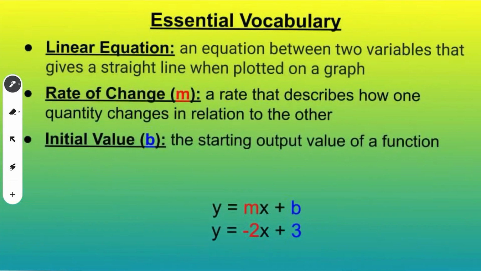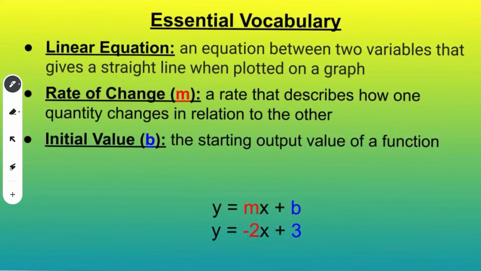Let's start off with some essential vocabulary. As you can recall, linear equations are equations between two variables that give a straight line when plotted on the graph. So when you plot a linear equation, you will always have a straight line no matter what. It can never be a curve or anything else. Rate of change, we went over this yesterday. It can be defined as a rate that describes how one quantity changes in relation to the other. I gave an example of cars driving at 40 miles per hour and showed how the distance and the time have a relationship with each other and how that represents rate of change.